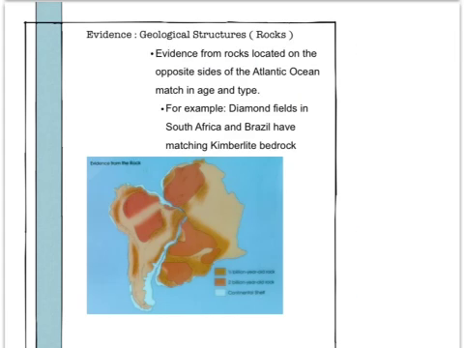A third piece of evidence that was used to support Alfred Wegener's theory was the evidence of geologic structures such as rocks and minerals. He noticed that rocks found on both continents, South America and Africa, specifically in South Africa and Brazil, were diamond fields. And these diamond fields had a matching bedrock made of kimberlite. His underlying question was, how can the rocks from two different continents on the opposite side of an ocean be the same age and the same type?